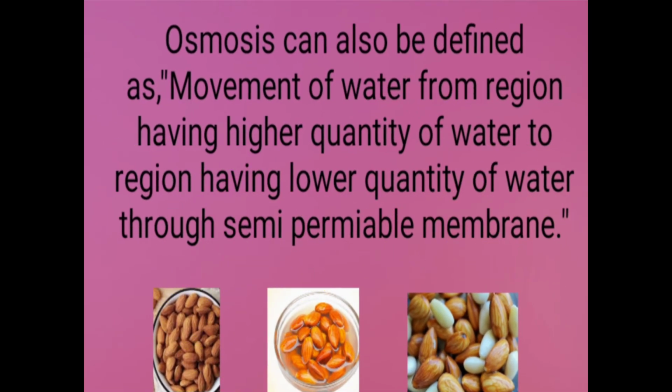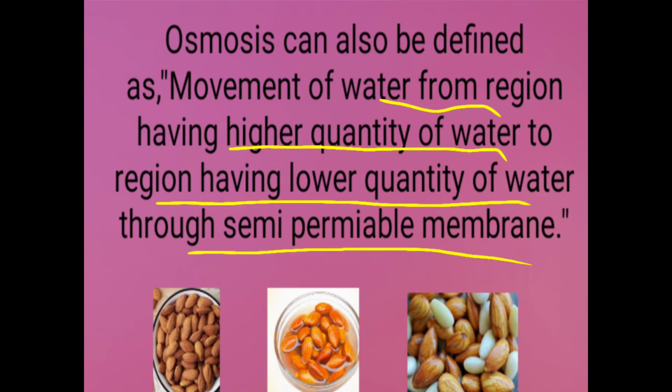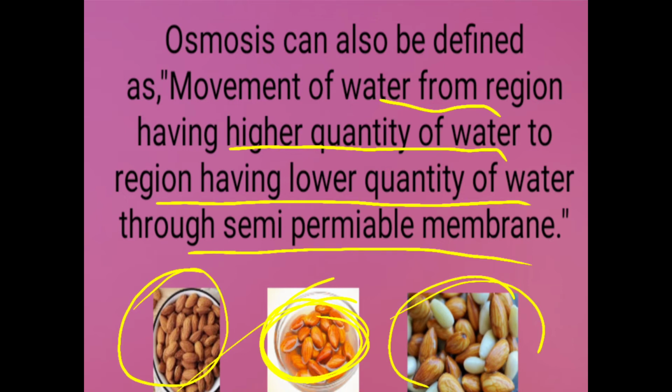In another way, we can also say that it is the movement of water from a region having a higher quantity of water to a region having a lower quantity of water through a semi-permeable membrane. If you take dry badam, almonds, and add water to these almond nuts, then after some time you see that they get swollen because of the flow of water through the semi-permeable membrane to the inside of the badam. Okay.